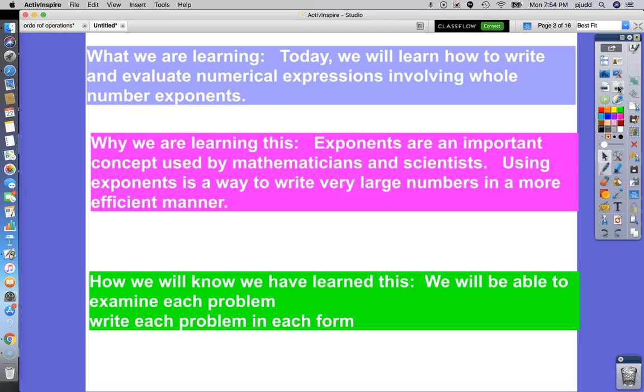It's like shorthand for numbers. When you have to write particularly very large numbers, it makes it easier to represent those if you're using exponents. And how will we know we have learned this? Well, we'll be able to examine each problem and then write each problem in each form. And if you're thinking, I don't know what you mean, there's too many eaches there, you'll see as we go along.